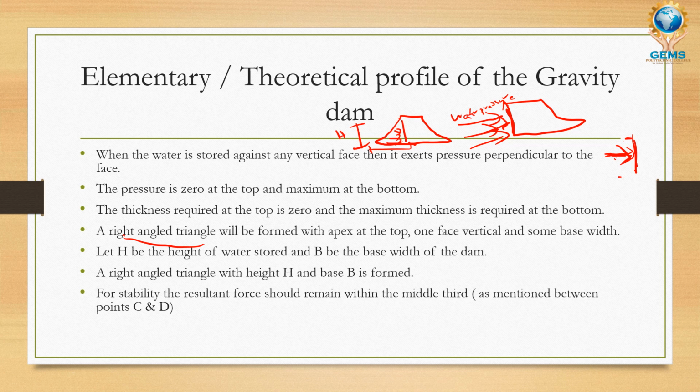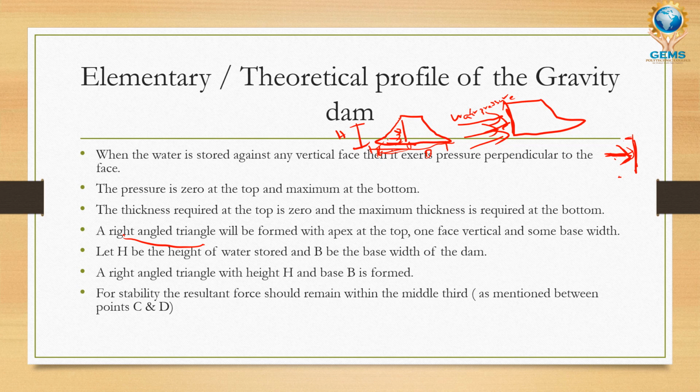And then b is the base width of the dam. This base is entirely different, and this whole base is b. A right angled triangle with height h and base b is formed. That only I have drawn here.